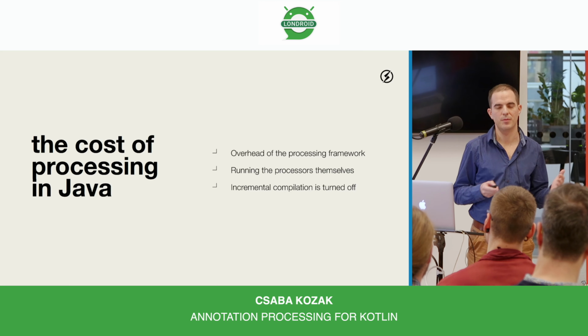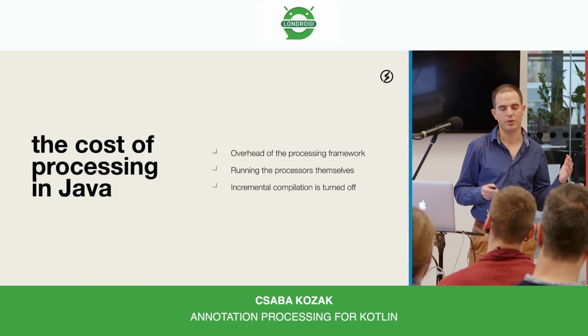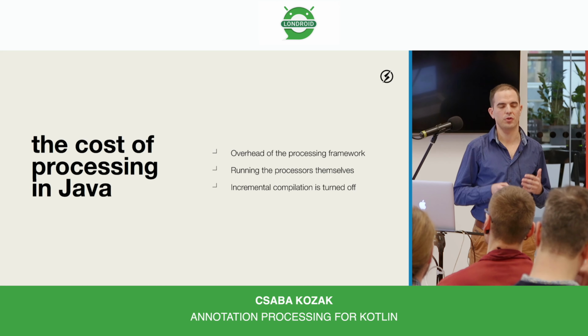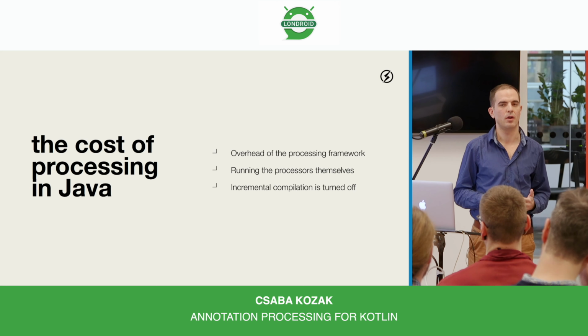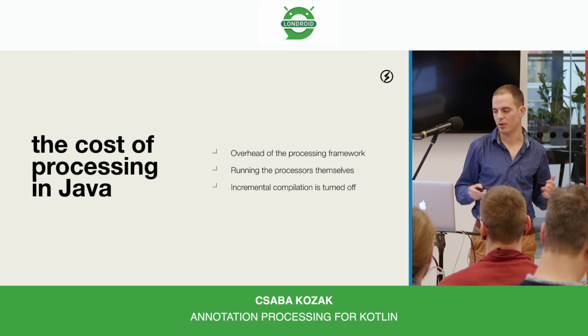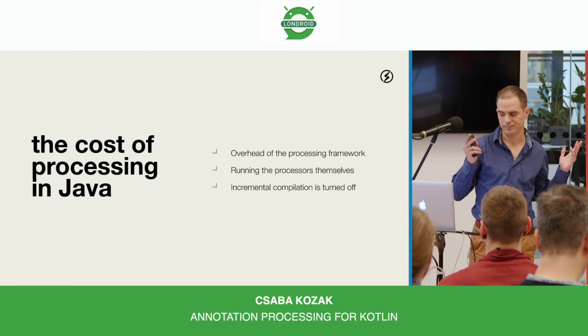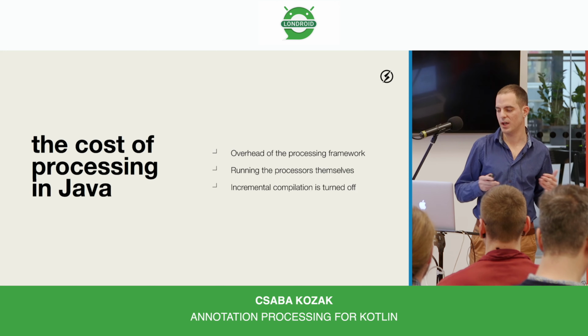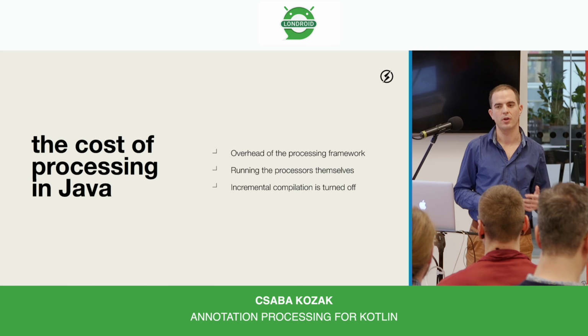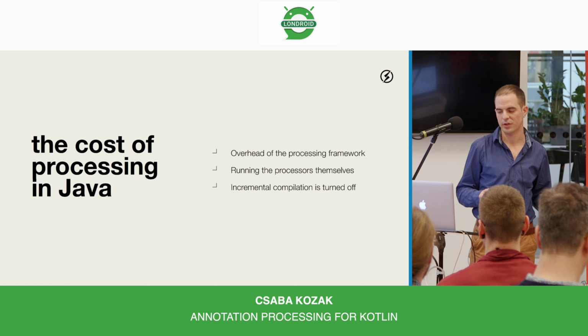However, as you could imagine, this whole code generation can have an impact on your build speed. First of all, there is an overhead of the processing framework. The Java compiler has to discover all of your processors and pass the model into those. Then actually the processors have to run. They are visiting the language structure, and they are also generating source code using I/O. So this also takes time.